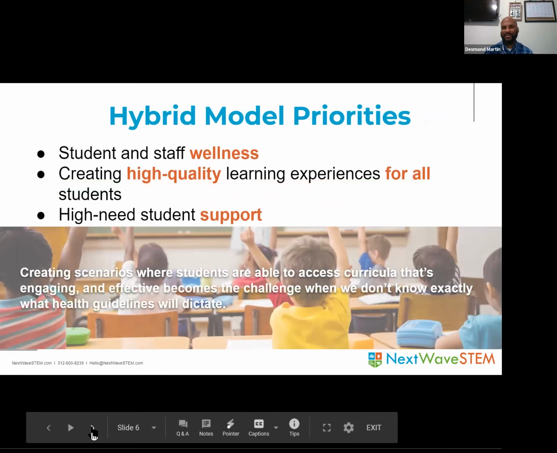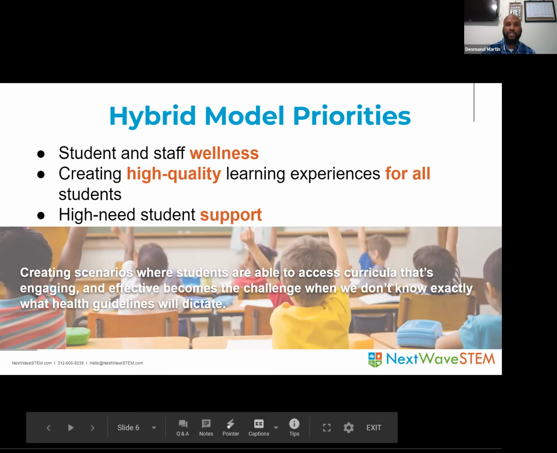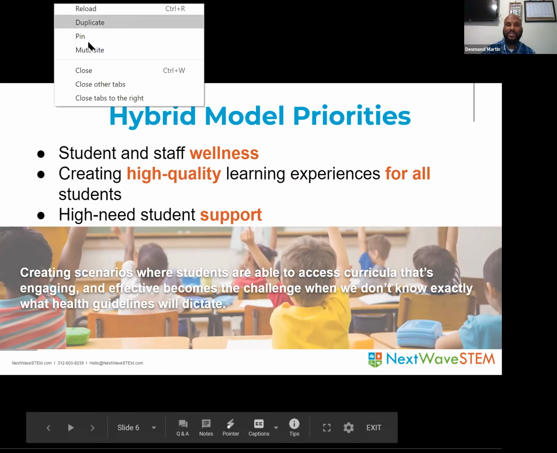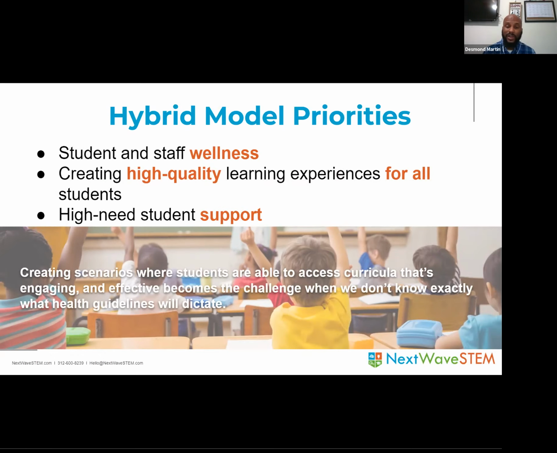So when we think about a hybrid model and our priorities in the hybrid model, we always want to hold in the front of our minds our priorities. The first of which is staff and student wellness. It doesn't work if people aren't being well, and it really actually won't work if people don't feel secure and don't feel safe. That erodes our students' abilities to learn and to focus. And we'll do the same thing with our instructional staff as well.